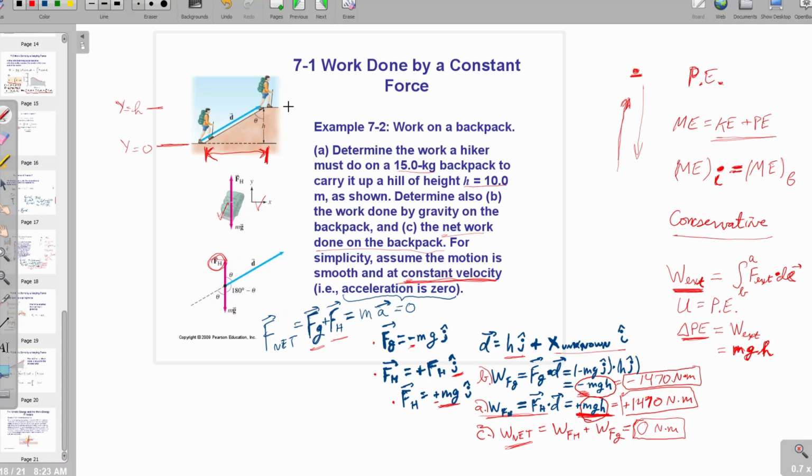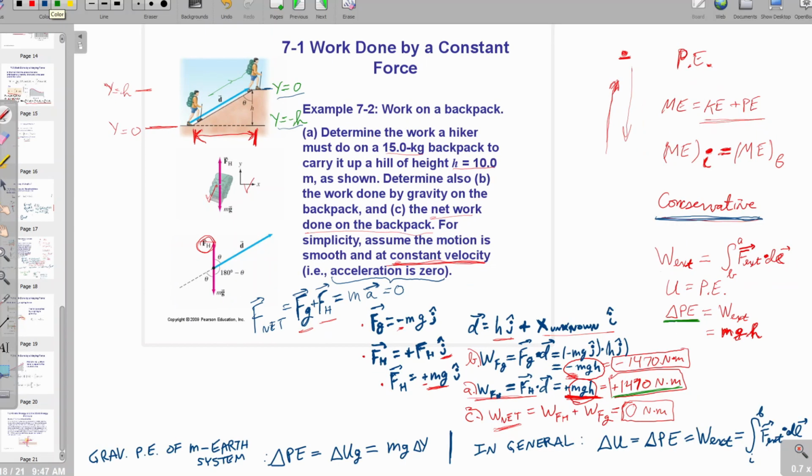I could make, say, I'll use a different color just to show that this would be a different coordinate system, right? I could have chosen, say, the top to be y equals 0, and then the bottom would have been y equals minus h, and that would have been fine as well. The overall change in potential energy would be exactly the same. It's independent of your coordinate system, right? So nature is always indifferent about which coordinate system you use, so long as you apply that coordinate system consistently to all parts of the problem.